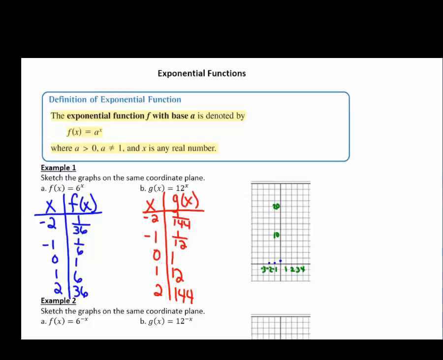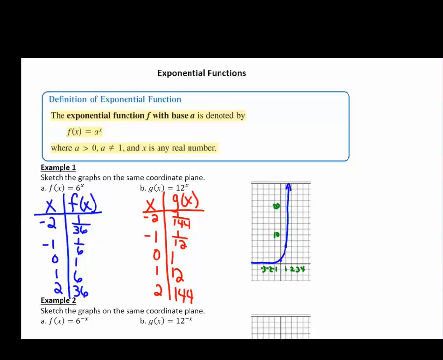Then we have the point 1, 6. So we're going to go up 3 lines, because remember that every line is a 2. And then we have 2, 36. That's not actually going to fit on our graph, but we can kind of get an idea as to what our graph is going to look like. And so we're just going to try to connect these dots. And remember that we're not crossing over the line x equals 2, because we can't get up to the 36 on this graph.